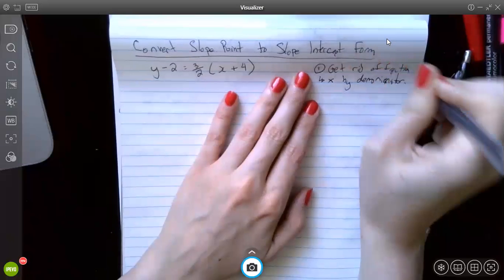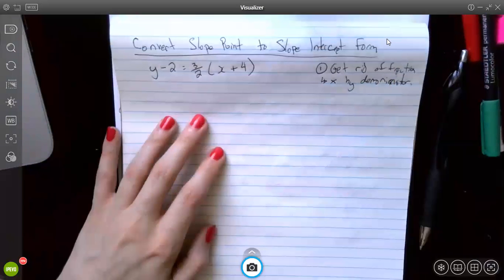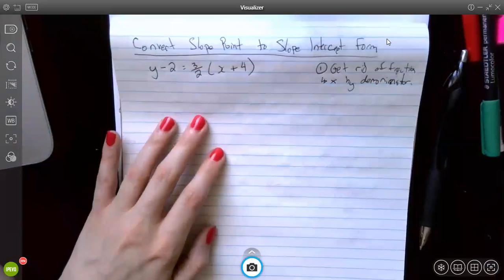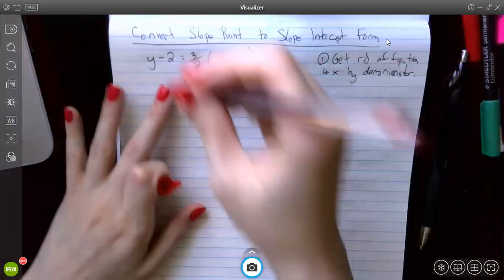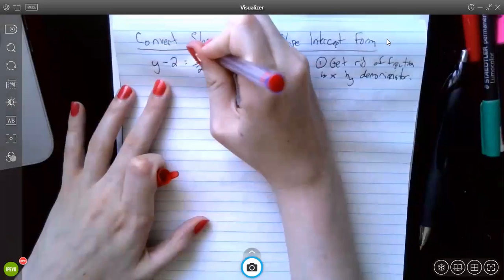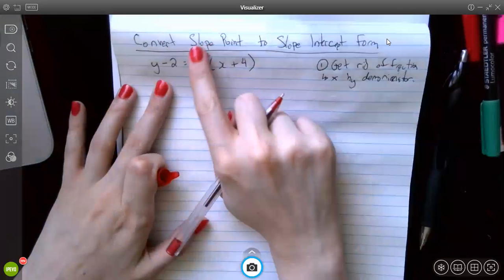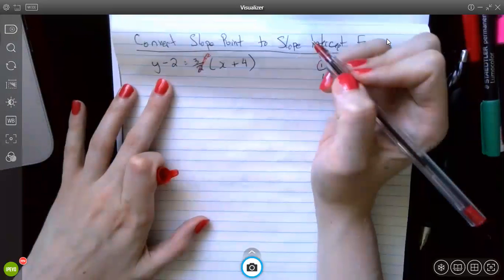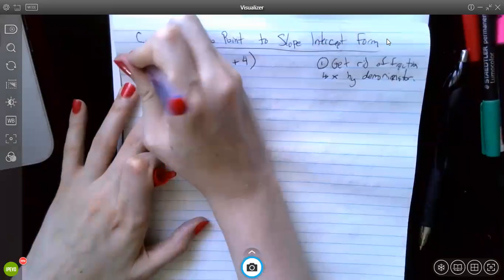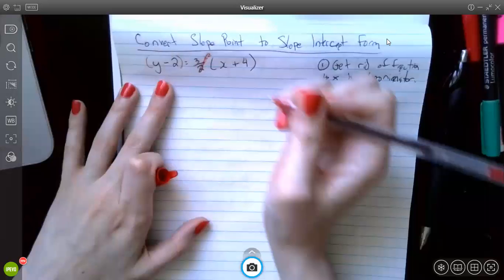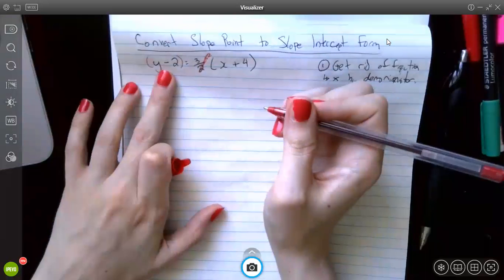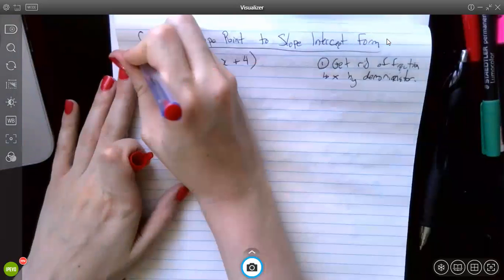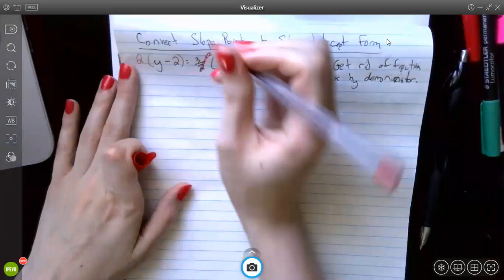Sorry, I really struggled to spell that. So the way that this works is I'm going to multiply by 2, because that's the denominator of my fraction, and that will cancel out that denominator. But when I do that, I also have to take the entire other side of the equation, where the y minus 2 is, and multiply that whole thing by the denominator.